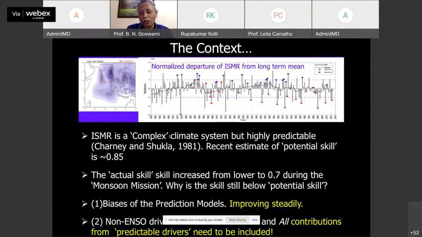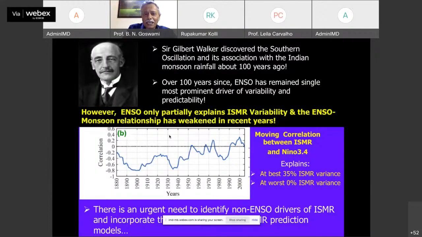In that context, my talk today is going to identify the association with the North Atlantic as one of the most important potential drivers. The importance of this is that over the last 100 years, Sir Gilbert Walker discovered the Southern Oscillation and its association with the Indian monsoon, and that has of course led to the connection with El Nino and the Southern Oscillation. So over the last 100 years, ENSO has remained the single most important driver of the Indian monsoon, for its variability and predictability.